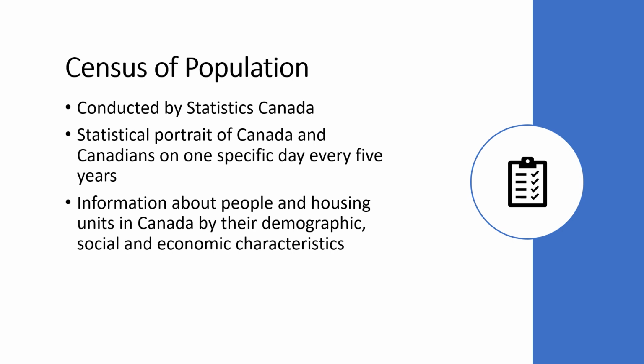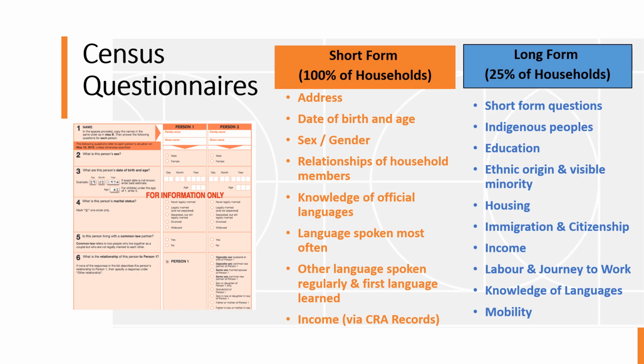The Census of Population is conducted by Statistics Canada. The Census of Population is a statistical portrait of Canada and Canadians on one specific day, taken every 5 years. Each housing unit, or household, in Canada is asked to fill out the census, which collects various information, such as demographic, social, and economic characteristics. These examples here provide you with an idea of the kind of sets of questionnaires in the census.